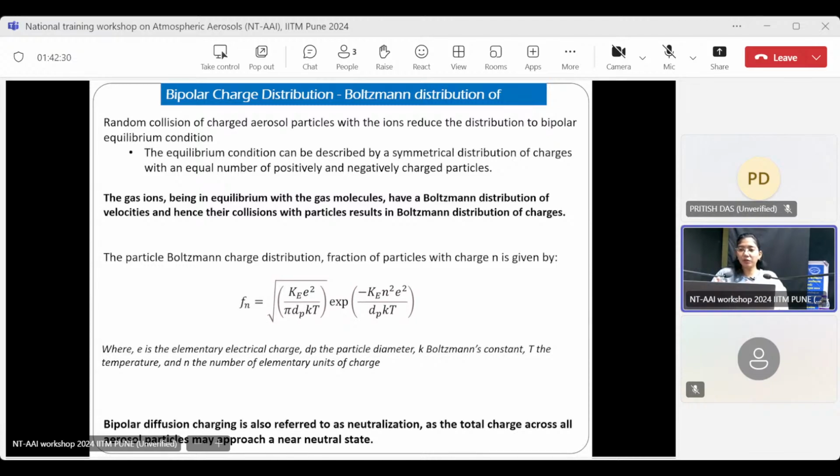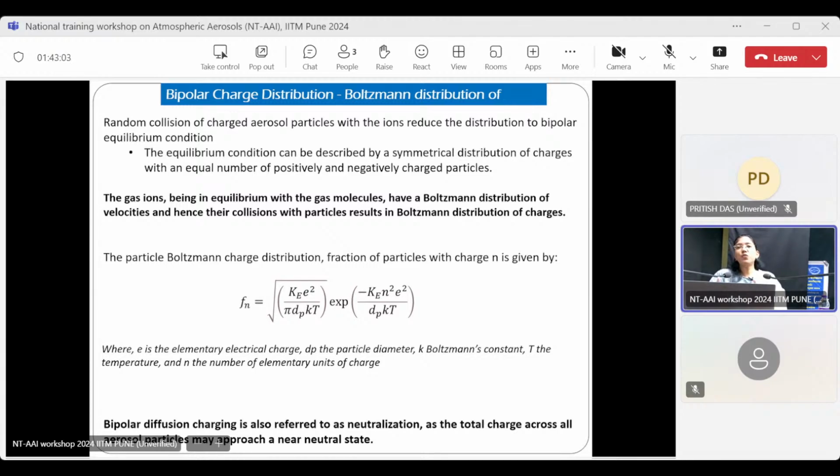Whatever the initial concentration or distribution of the aerosol, if you put it in a bipolar environment, after many collisions it will reach a new equilibrium, which can be described by this Boltzmann charge distribution. They assume there is a uniform distribution. What do you mean by uniform distribution? That equal numbers of positive and negative charges are there. So this bipolar diffusion charging is also sometimes referred to as neutralization.